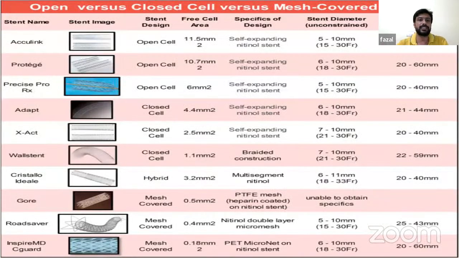So these are open versus closed stents, where you have Acculink, which is again an open cell, and here are the free cell areas, that is, even in closed or open you have an area which is the free cell area. So Adapt, Cristallo Ideal, which I was telling you is a hybrid which has both open and closed in it, and Gore, RoadSaver and Inspire C-Guard are the mesh covered stents which have the mesh on top of them.